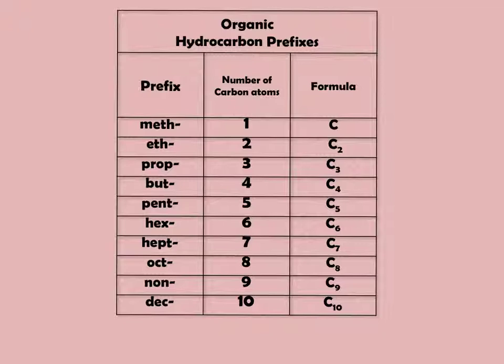1 through 4 are rather uncommon, so those are the hardest to memorize. The prefix meth refers to 1 carbon. Eth, 2 carbons. Prop, 3 carbons. And but, 4 carbons.